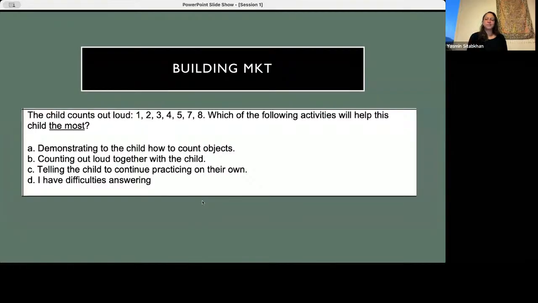Okay, try this one. The question itself is missing a 6. That's how the child counted. So how would you help that child is the question. Go ahead and put your answers in the chat.